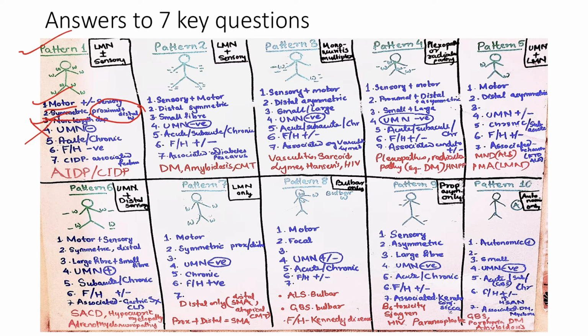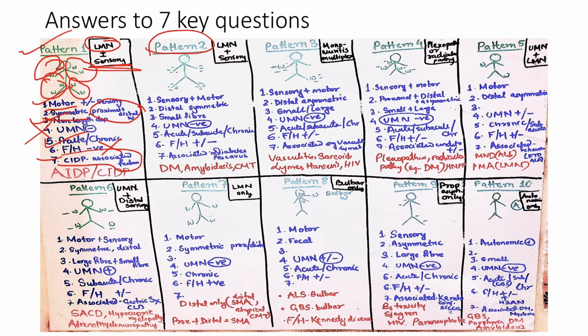There are no UMN signs, it is acute or chronic onset, there is no family history, and associated features, that is if there is associated CIDP, maybe paraneoplastic, all these things. So you may have evidence of malignancy. So this is basically LMN weakness, because there are no UMN signs in this patient, and there may or may not be sensory. You can see that there is proximal plus distal weakness, and it is completely symmetric. WW indicates weakness.